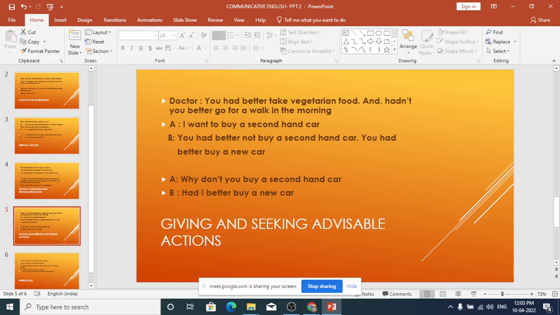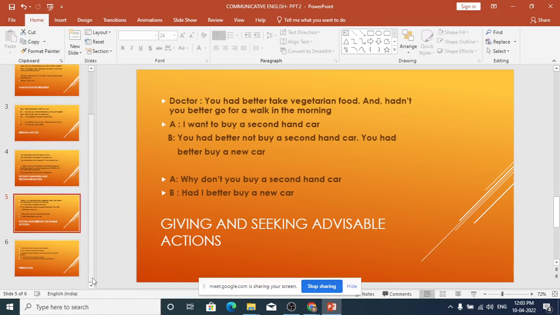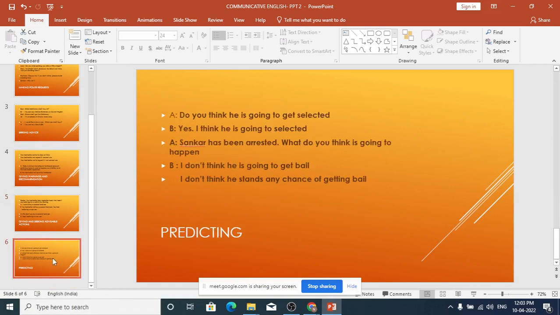Let's go to the one last slide, which is called predicting. You are predicting something. Let's see what it is. A: Do you think he is going to get selected? B: Yes, I think he is going to get selected. A: Shankar has been arrested. What do you think is going to happen? B: I don't think he is going to get bail. I don't think he stands any chance of getting bail. So he is predicting that he will not get bail.